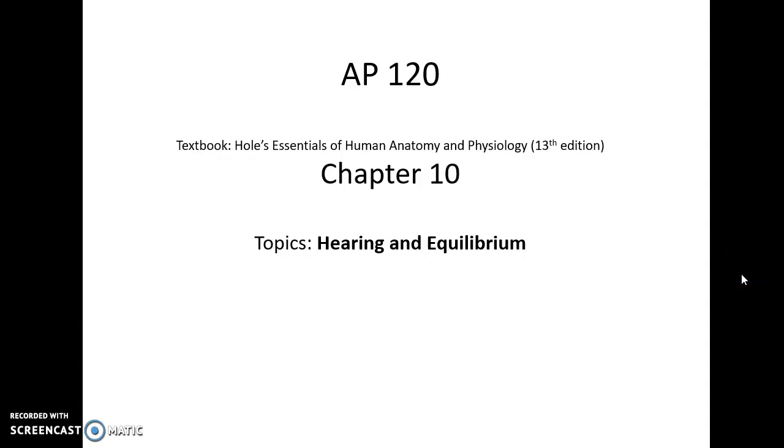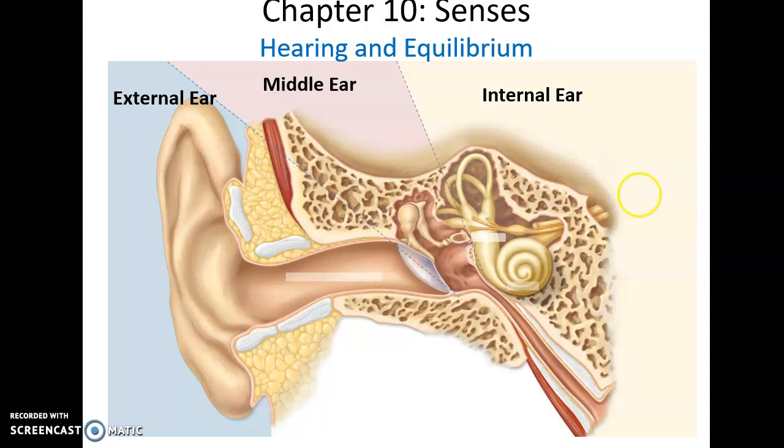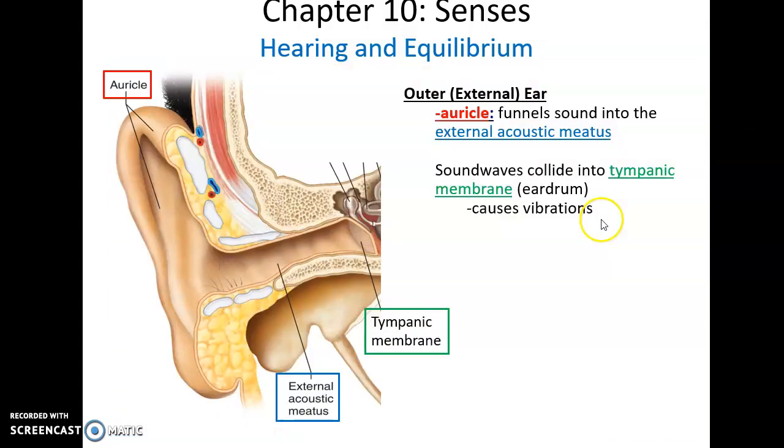AP 120, Chapter 10, topics: hearing and equilibrium. So hearing and equilibrium are localized to the ear. That is where we detect those sensations. And the ear gets broken down into the external ear, the middle ear, and the internal ear.